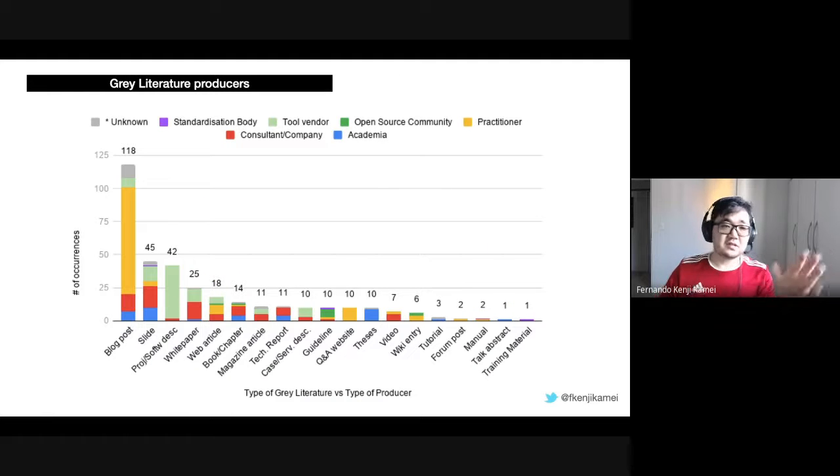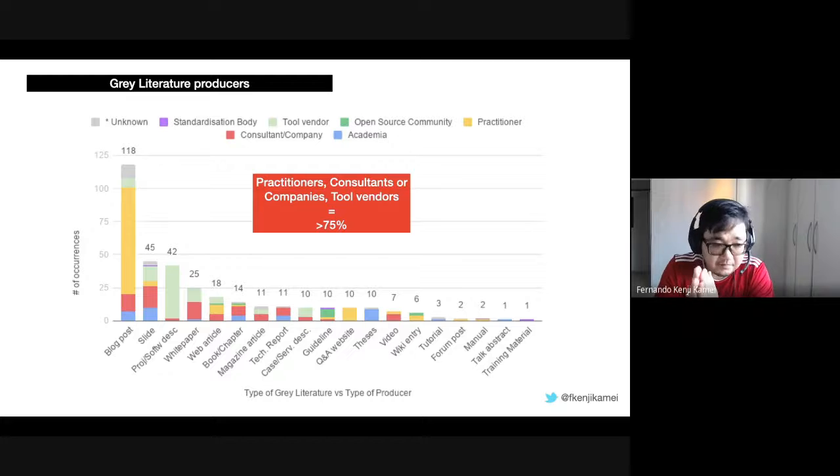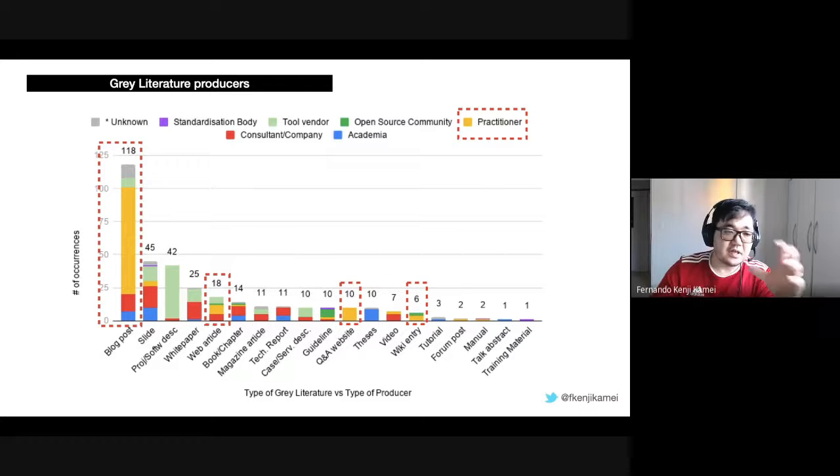Talking about the producers, we tried to list most of them. Here we have how each type of producer contributed to each gray literature type. We identified that practitioners, consultants, consultancy companies, or software vendors produce more than 75% of the gray literature sources that we investigated. Software engineer practitioners were the ones who produced more blog posts, webinar articles, question and answer websites, and tweets.